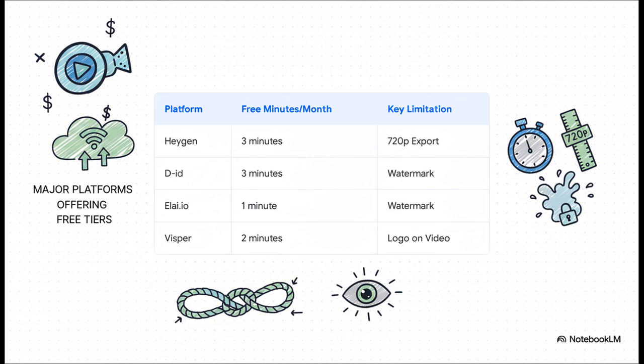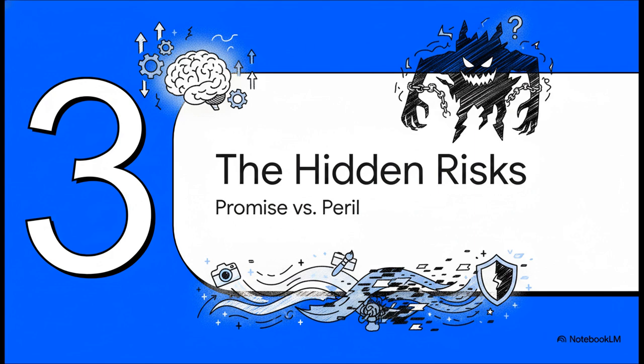Almost all the big platforms have a free tier. Sure, you might only get a few minutes of video generation a month, and yeah, your video might have a watermark or be stuck at 720p, but it's more than enough to get your hands dirty and see the power for yourself. Okay, but with all this incredible power comes a pretty serious dark side.